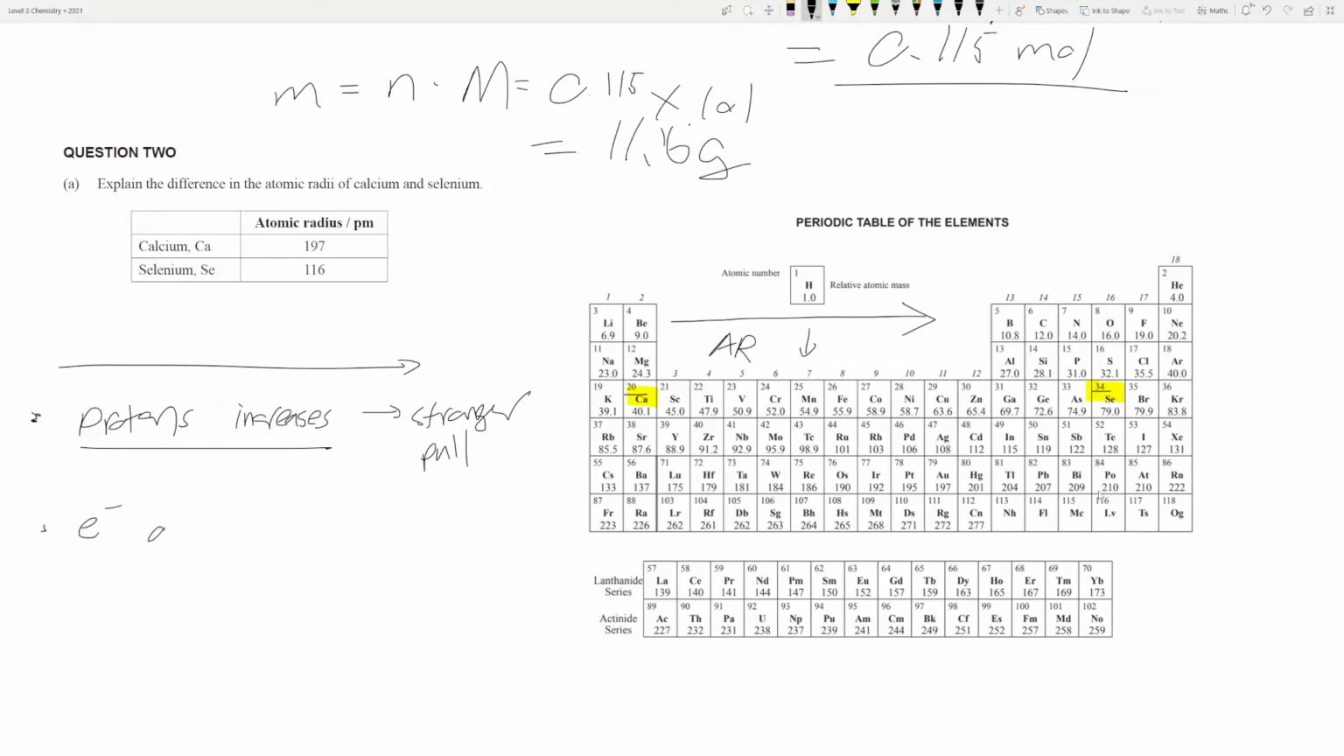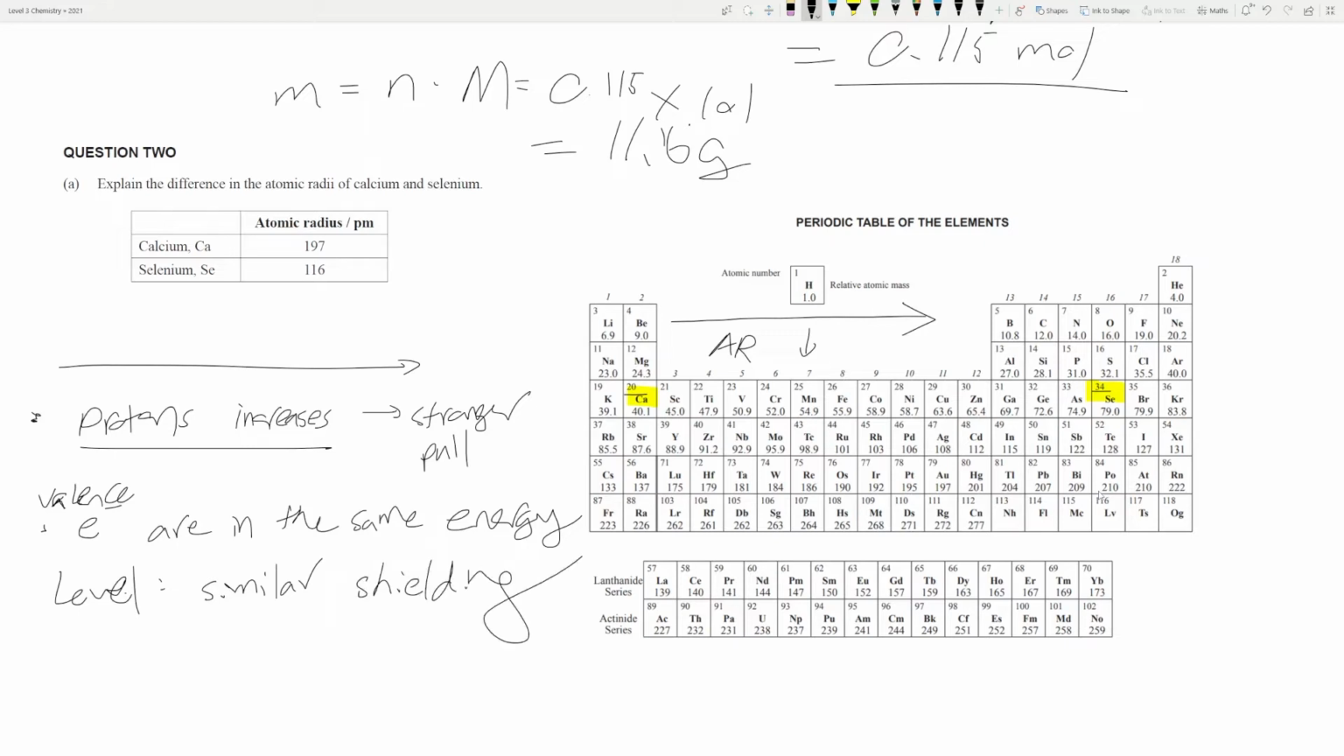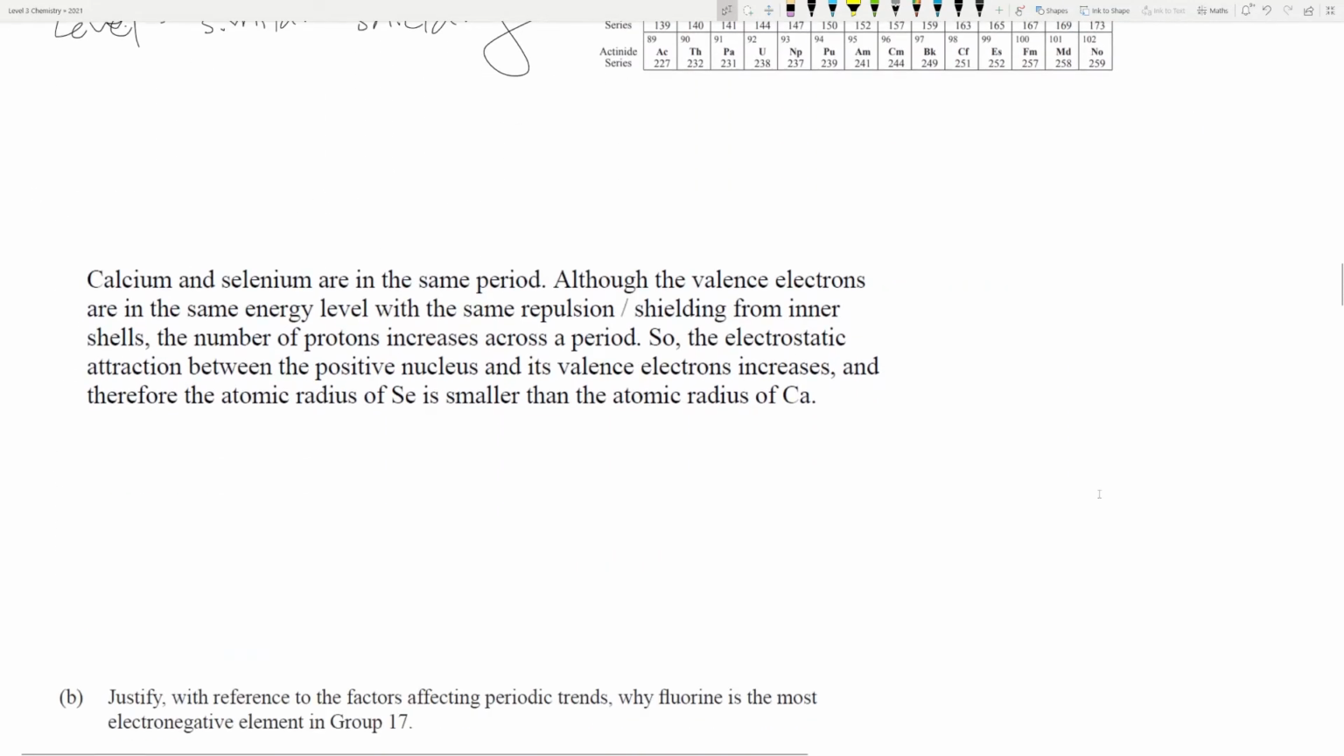And then the valence electrons are in the same energy level. So that means they have a similar amount of shielding. And when they have a similar amount of shielding but a stronger pull, that means the electrons are pulled in closer, therefore a smaller radius. Okay, so here's the answers. So same energy level, same repulsion, same shielding, number of protons increases, electron attraction.